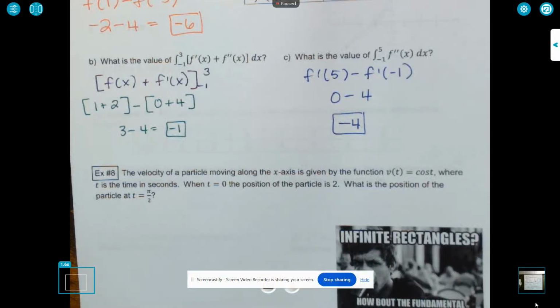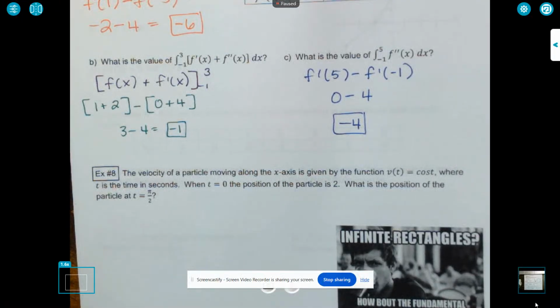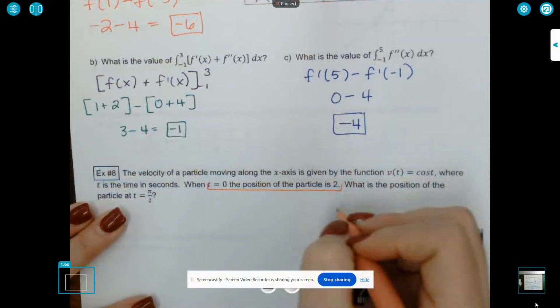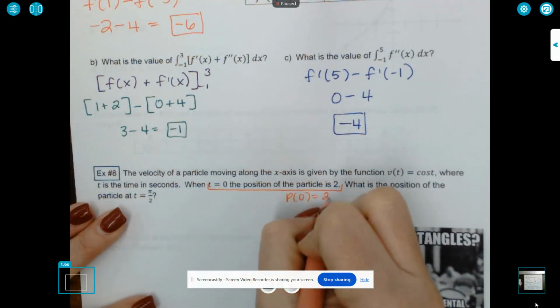Last problem. All right, the velocity of a particle moving along the x-axis is given by the function v of t equals cosine t, where t is the time in seconds. When t equals 0, the position of the particle is 2. What is the position of the particle at t equals pi on 2? Okay, so remember, velocity is the derivative of position. This means when t equals 0, p of 0 is 2.